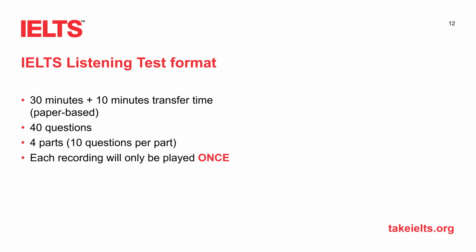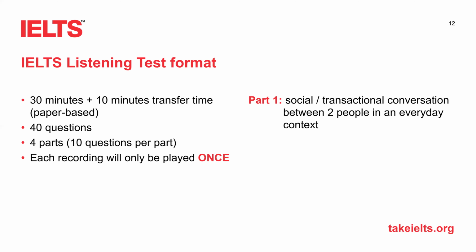So we've identified that the listening test has 4 parts, but how those 4 parts are structured is also standardized, is also fixed. It never changes. So in part 1, you're always going to listen to a social or transactional conversation between 2 people in an everyday context. So for example, maybe somebody booking a hotel room or opening a bank account. Part 2 will always be a monologue or one person speaking set in an everyday social context.